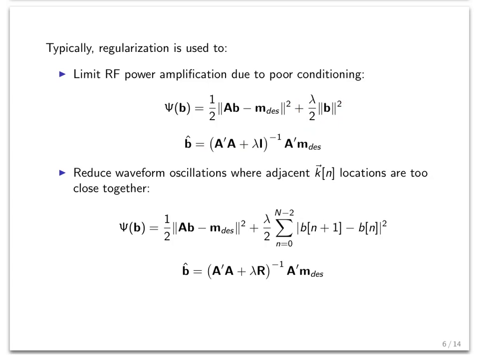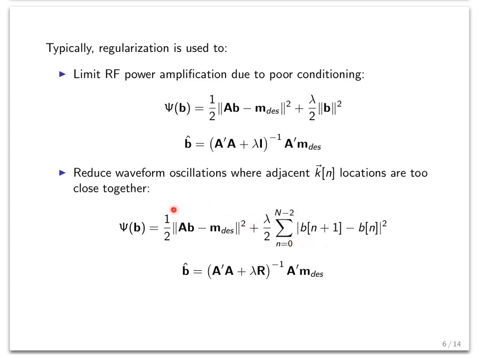Okay, another thing you can do is use a roughness penalty here to reduce waveform oscillations, and that can in particular be useful where adjacent excitation k-space locations are a little bit too close together. So that means you effectively have too many unknowns, and you don't have a way to discriminate what those two unknowns should be. Then you can use one of these penalties to effectively force them to be just about the same. And so that's how you formulate this.